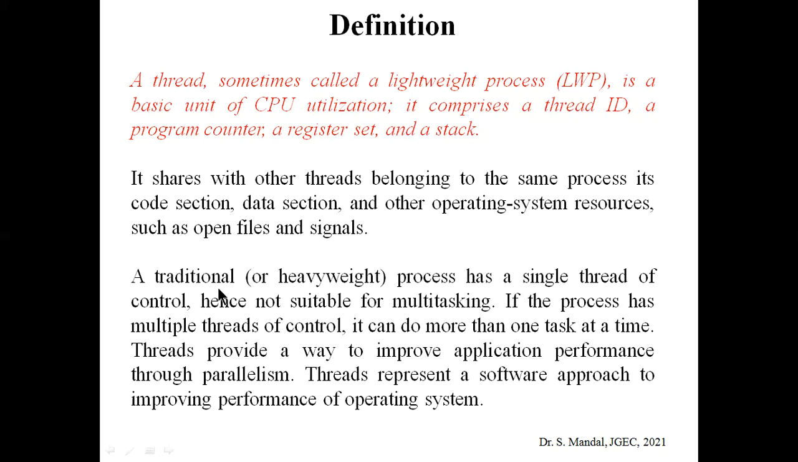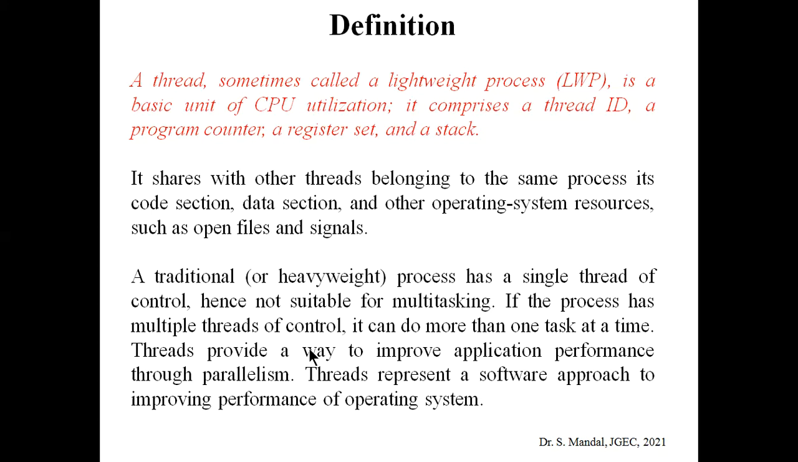Now, based on the weight or the threads, we can classify them into two types: single thread and multiple thread. A traditional or heavyweight process has a single thread of control. That means all the functions will be executed by a single resource or single code section, data section. It will not be shared by the others. That means the dedicated functionalities are not considered here. That's why you call it the heavyweight process. The traditional or single thread process is not suitable for multitasking.